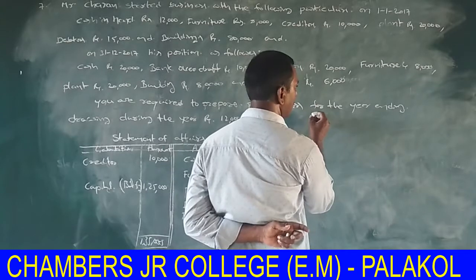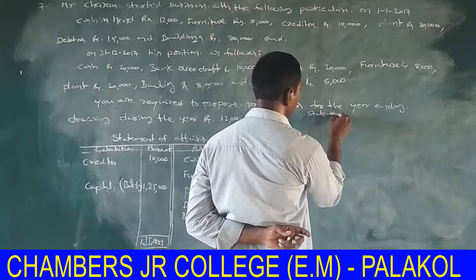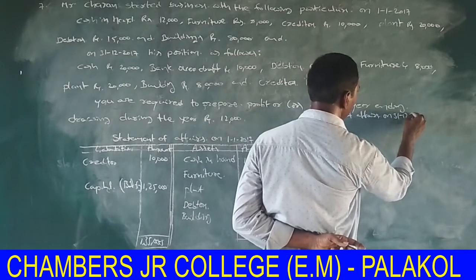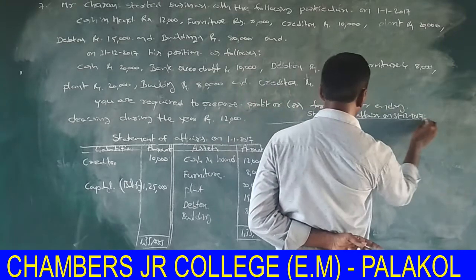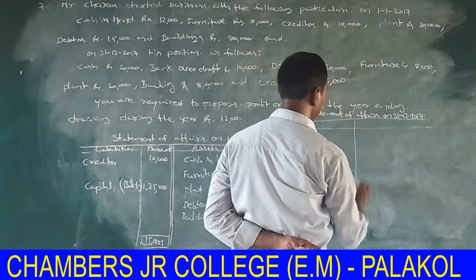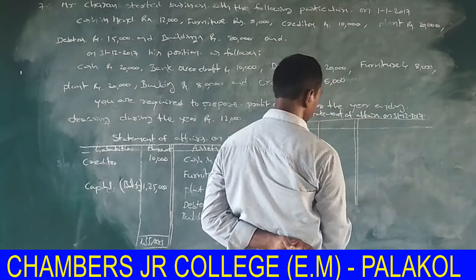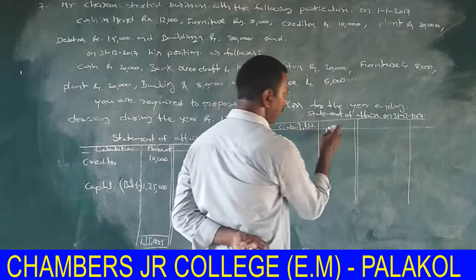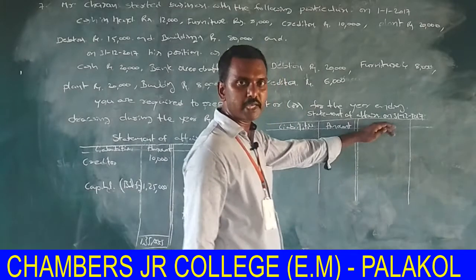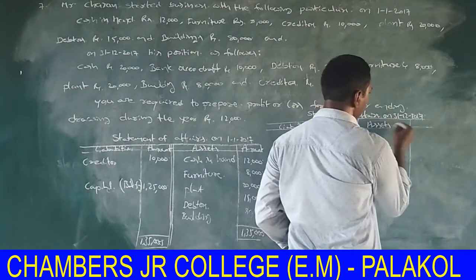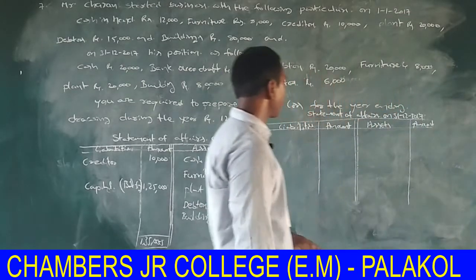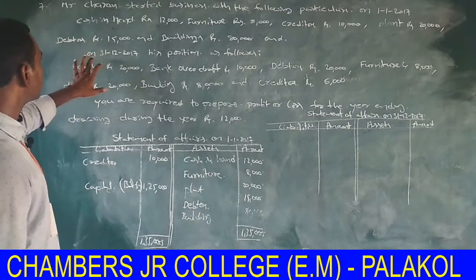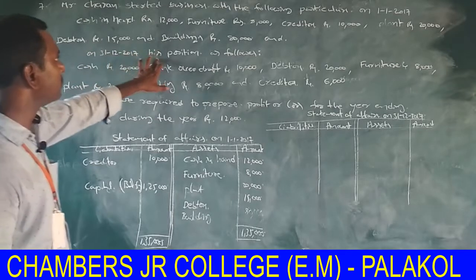Okay, this is opening capital, and also you calculate closing capital. Same, another statement of affairs on 31st/12/2017. So follow the same procedure. Okay, here liabilities, amount, and assets, amount. Here you are required to take the amounts of 31st/12/2017, the financial position.